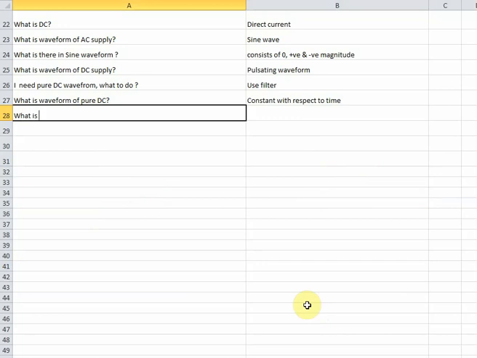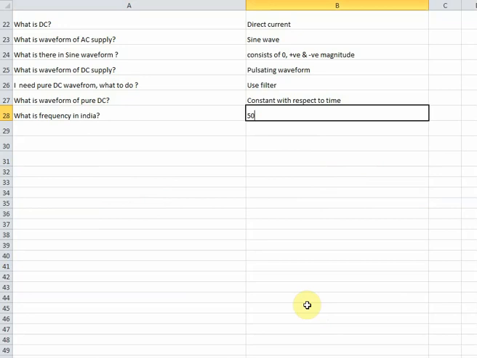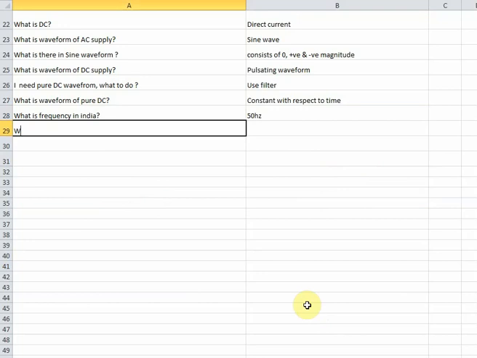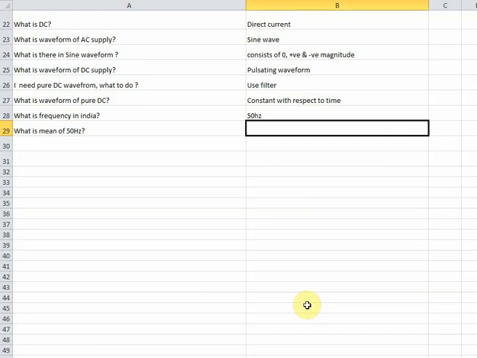What is the frequency in India? 50 hertz. So what is the meaning of 50 hertz? 50 cycles per second. 50 cycles completed per second.